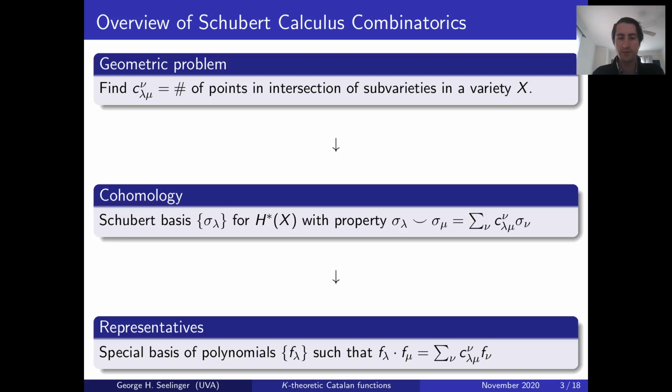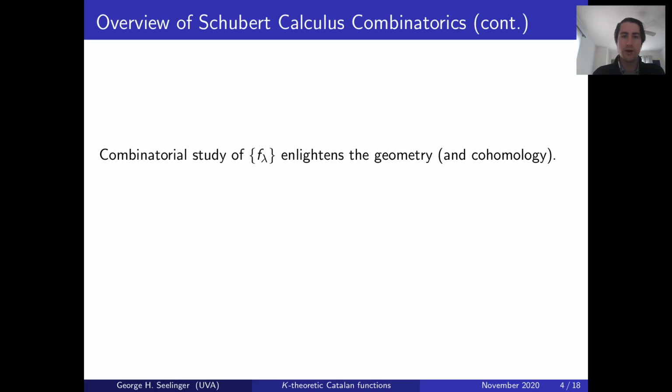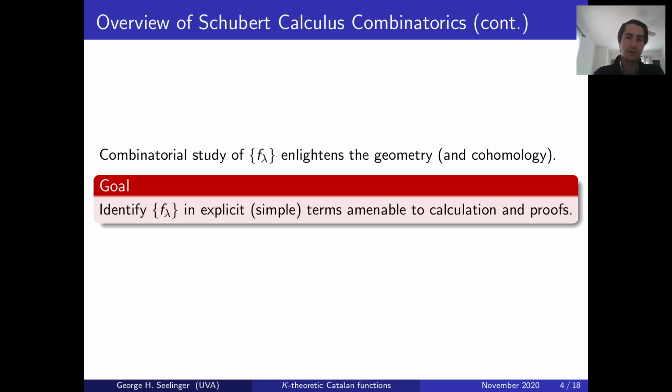So from my perspective, working in combinatorics, what I like to do is study these corresponding polynomials and try to understand new properties about them that then enlighten the geometry and cohomology theories that they come from. In particular, I want to identify them in explicit and simple terms that allow us to compute things and prove new theorems.